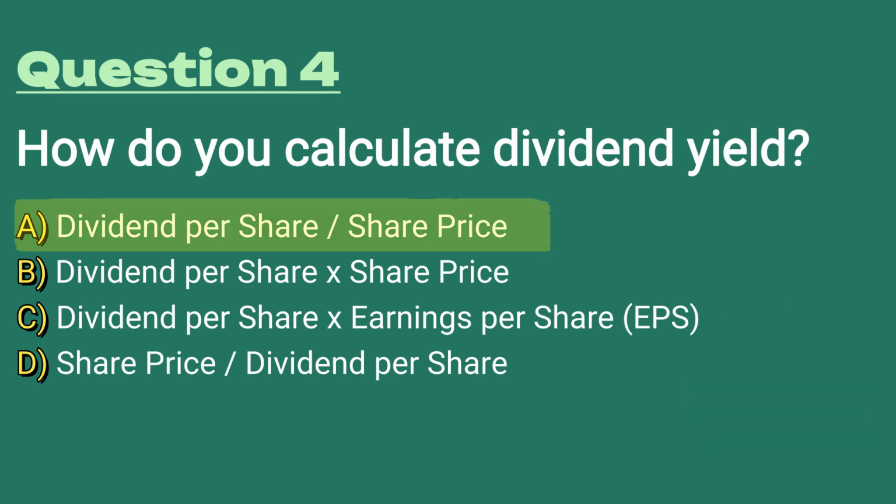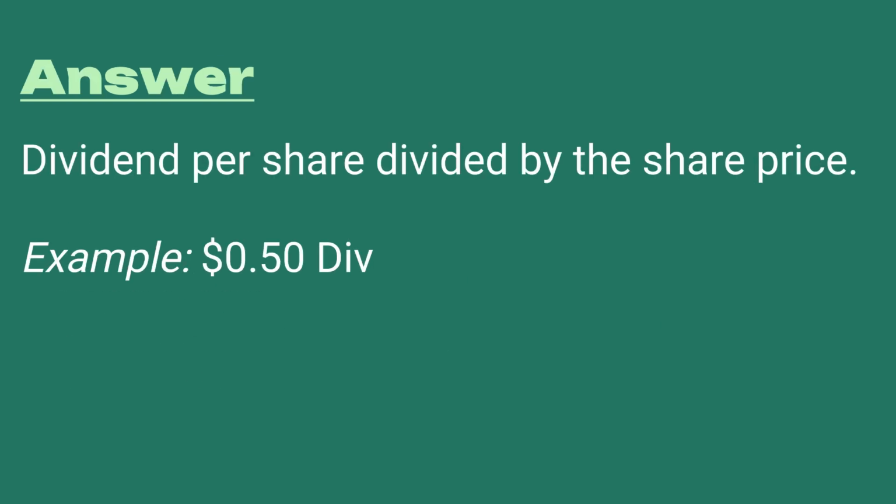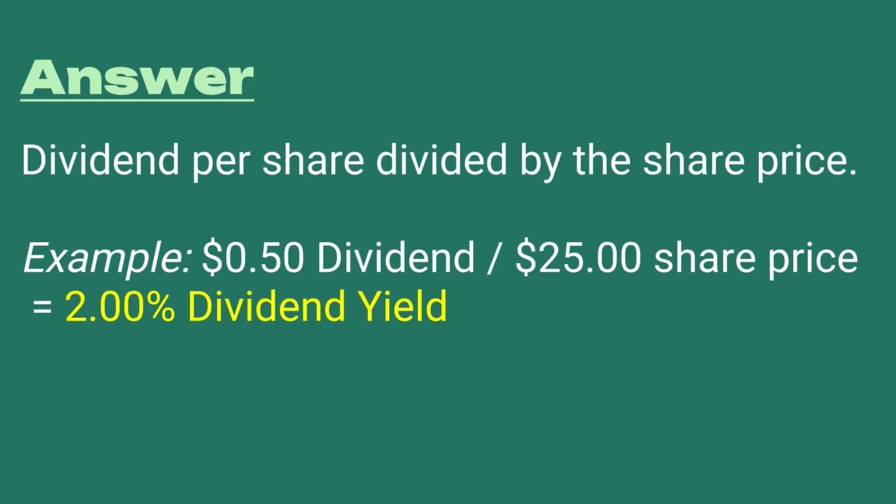The answer is A, dividend per share divided by share price. Dividend yield is the dividend per share that you're receiving divided by the share price, expressed as a percent. This is a similar concept to interest, the interest rate on a bond expressed as a percent.